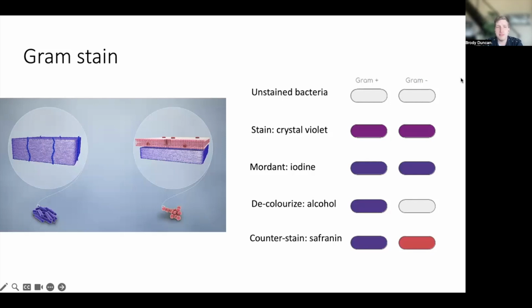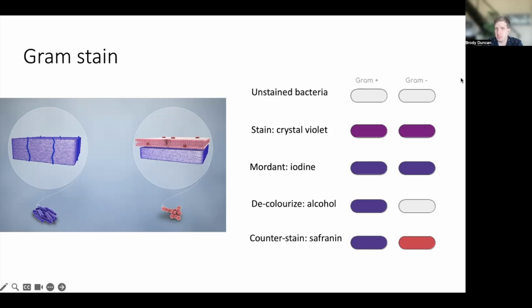So just very briefly to explain what a Gram stain is, for gram-positive bacteria, which is what we see on the left, they have a very thick cell wall made out of peptidoglycan. So if you stain it, it will stay purple. While for gram-negative bacteria, which are on the right of this image, they have a second membrane on the outside and then a thinner peptidoglycan. So then if we do the Gram stain procedure, which you can see we start with unstained bacteria.